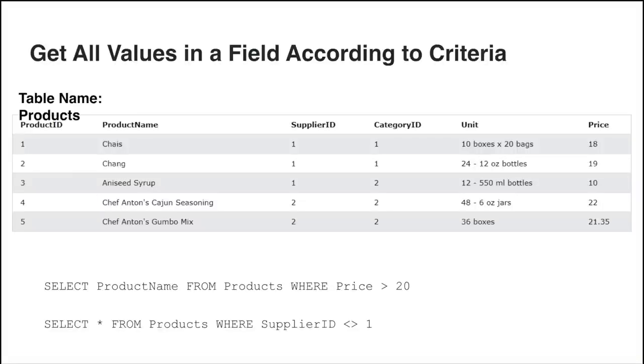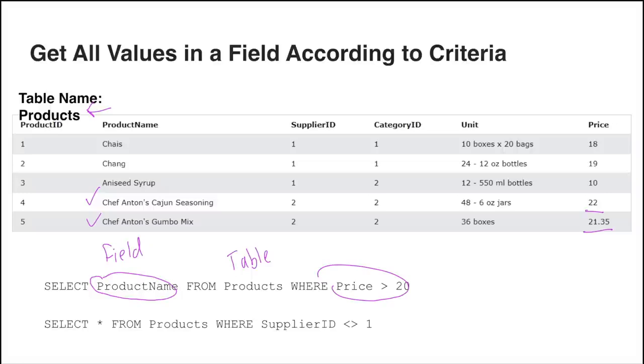Now there are a few other things we can do with select statements. Let's take a look at this one right here. We have a table name of products. So we're going to select product name, okay? We're going to select everything in the field product name from the table products according to some criteria: where the price is greater than 20. So for all of those rows or records in our table where the price is greater than 20, we're going to output the product name. So the price here is greater than 20 and the price here is greater than 20, so we're just going to show this and this right here.